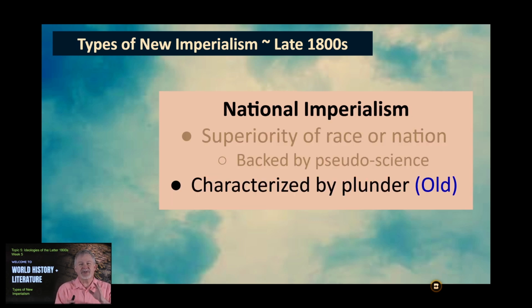Another part, which is a little more of an old sense, is that it's characterized by plunder. National imperialism initially was about going in and ensuring that you have resources, the materials and means to keep yourself up and running. But at this point in the 70s, 80s, and 90s of the 19th century, we're looking at really just robbing, leeching everything you possibly can out of these different areas of the globe.